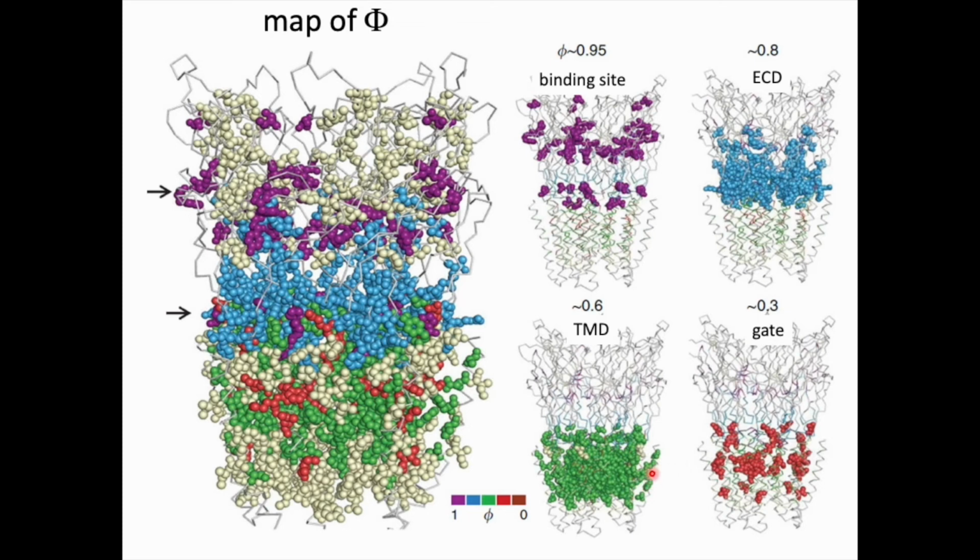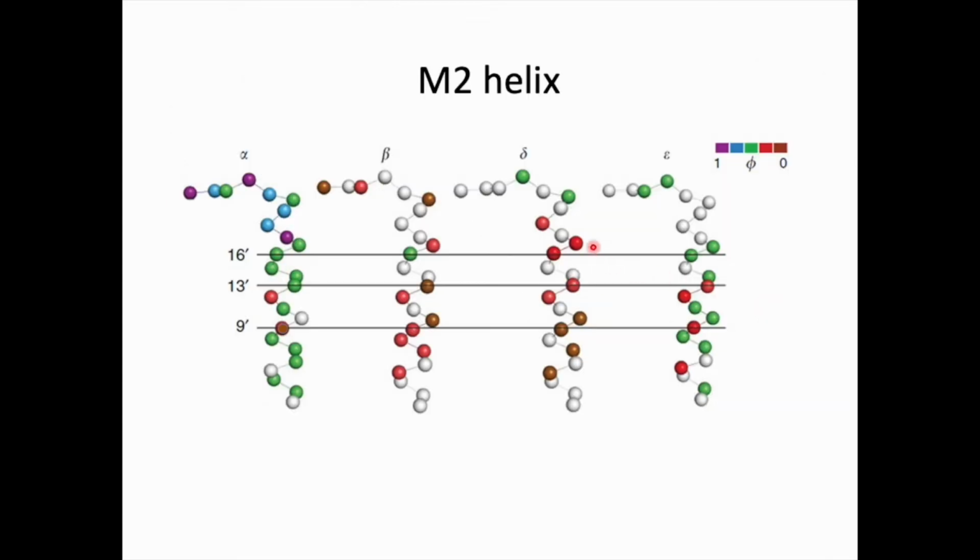I want to say that this plot is just of the alpha subunit values that we've just repeated on all 5 subunits. So this is a plot of the phi map of the alpha subunit. So we did look in some regions of the protein at all 4 subunits, and that's shown here. This is the pore lining M2 helix.